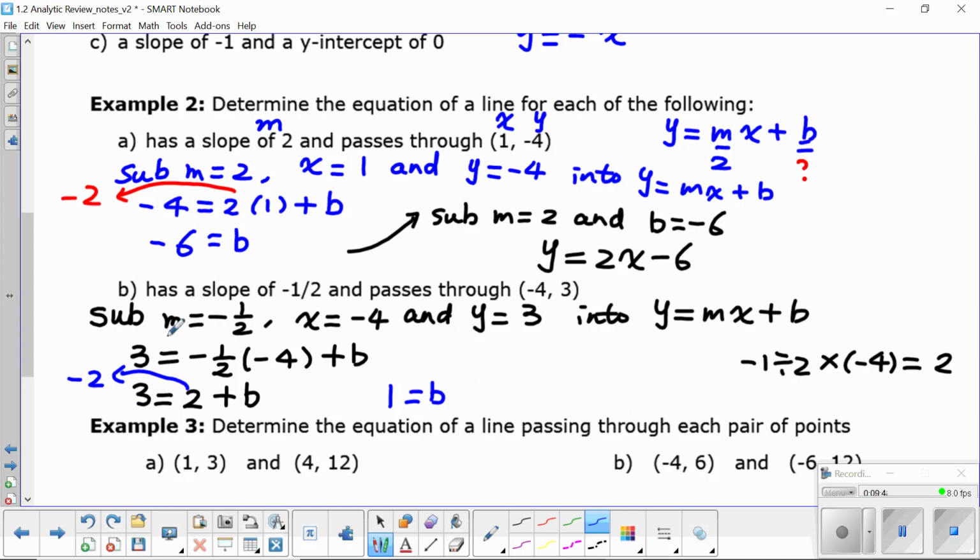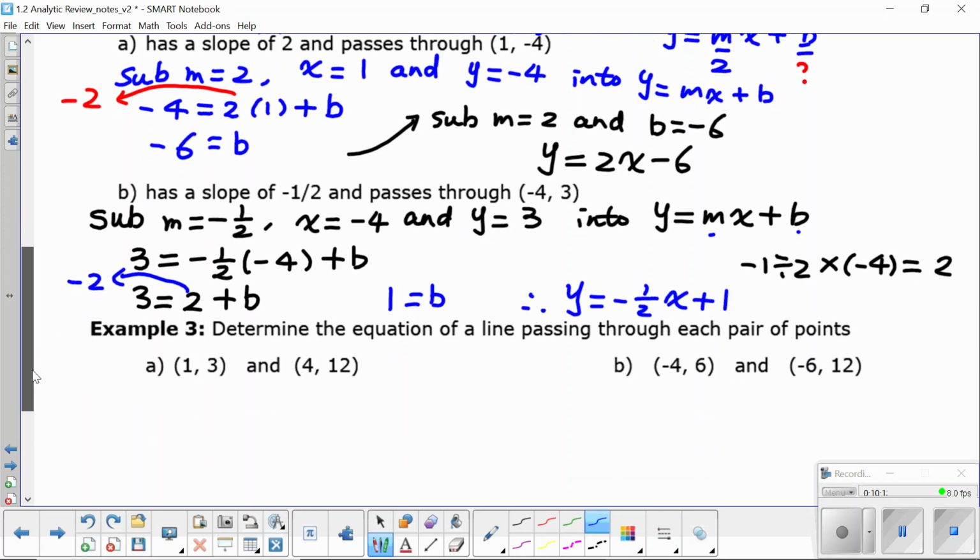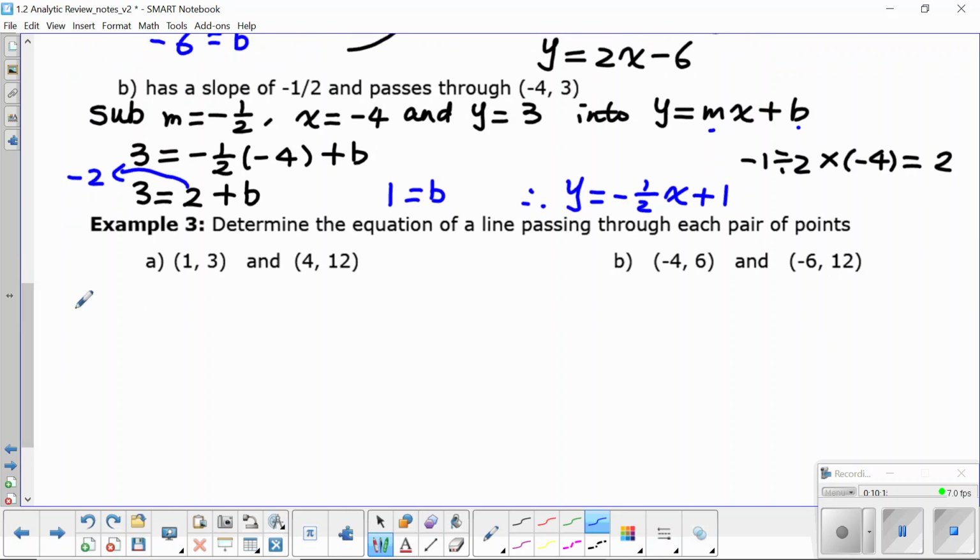So we have the slope, we have the b, then we sub the slope and the b into the equation. We have y equals negative 1 over 2x plus 1. Okay, check your answer. If you didn't get it right, then replay this video and check again. And if you still don't understand it, ask your teacher.